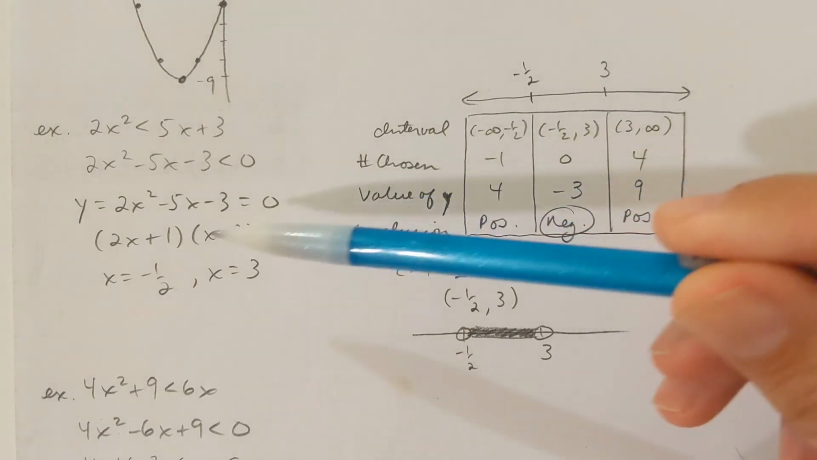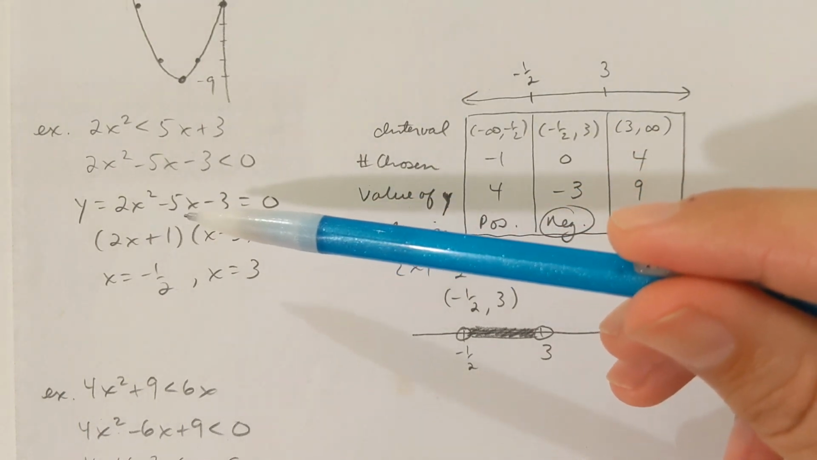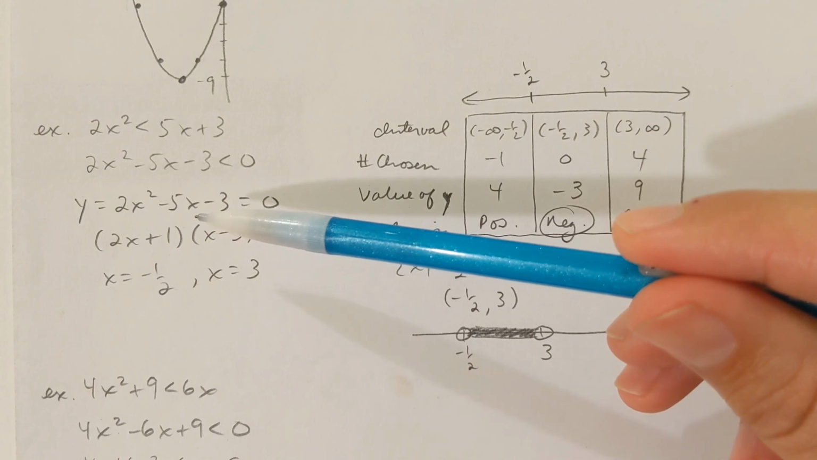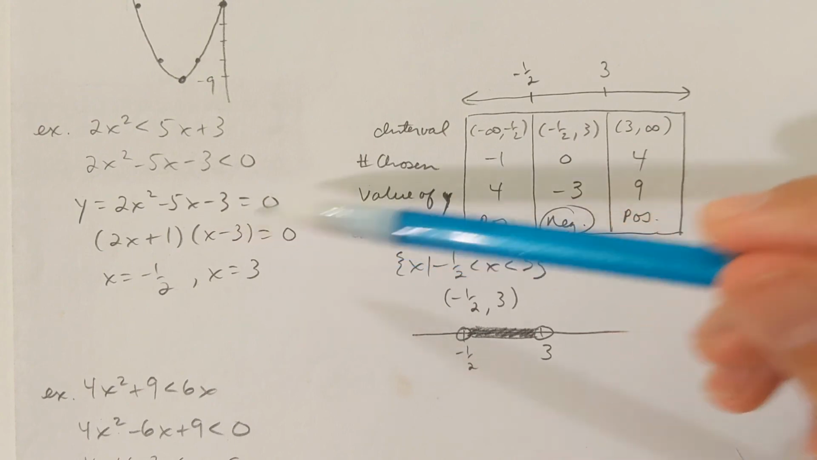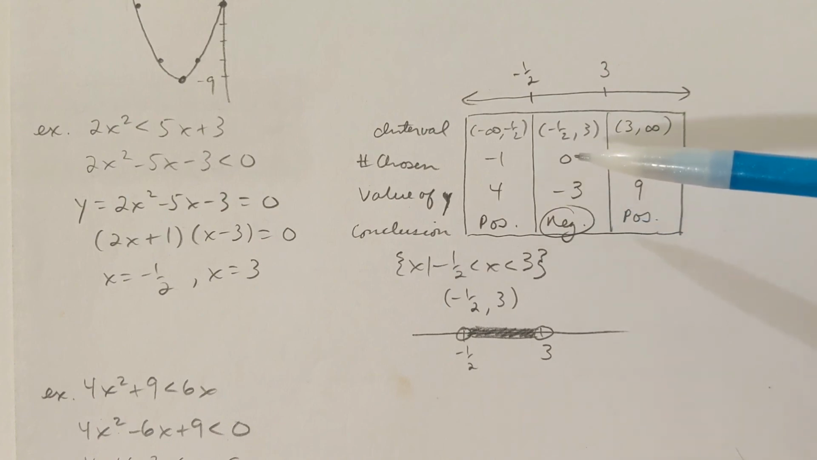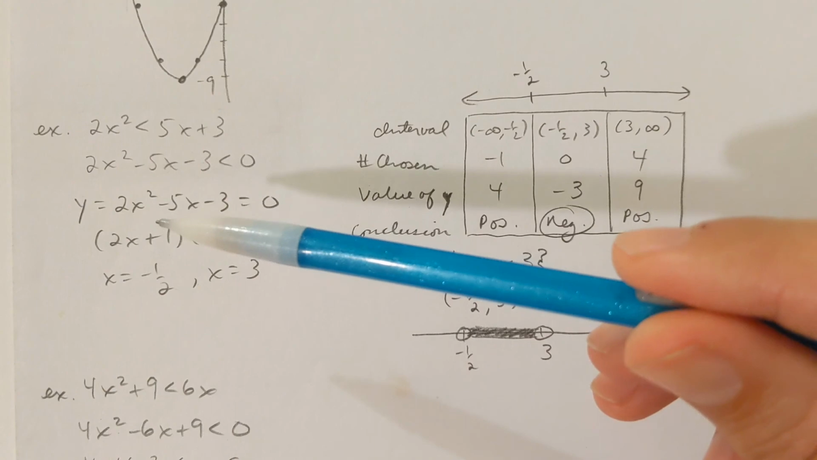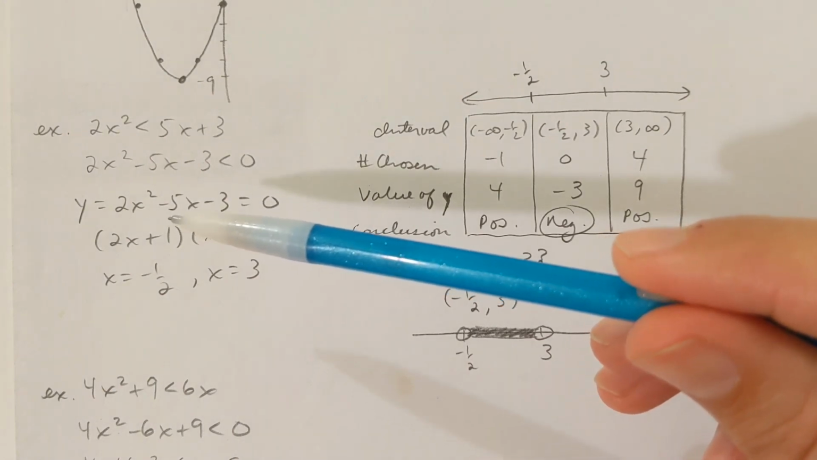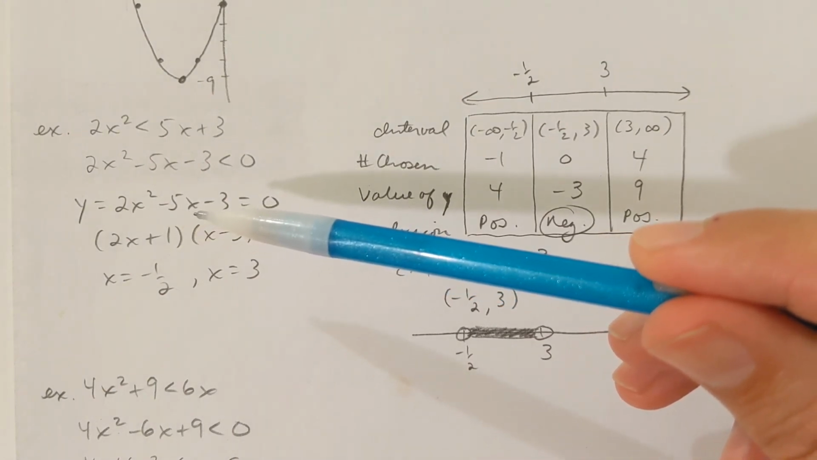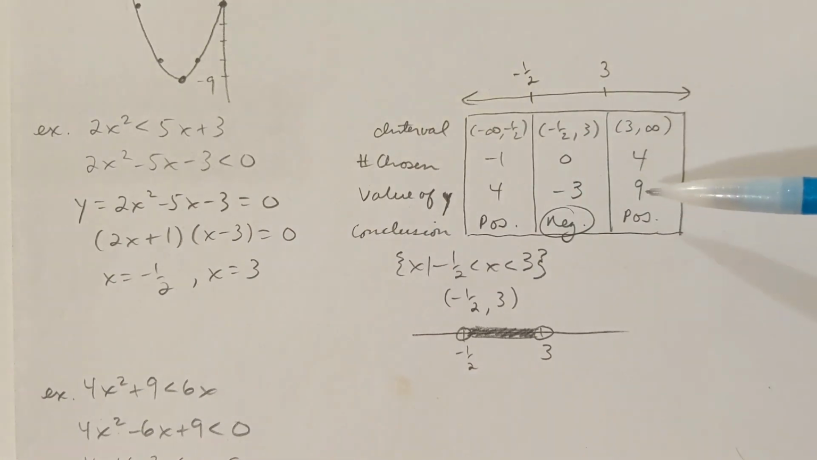When x is -1, I get 2 plus 3 is 5, plus 5 is 7, minus 3 is 4. When x is 0, I get -3. When x is 4, I get 4 squared is 16, times 2 is 32, minus 20 is 12, minus 3 is 9. 9 is a positive number.